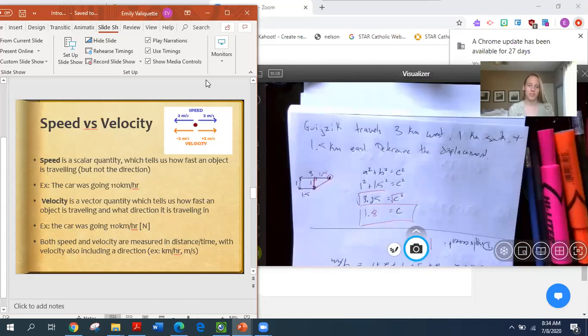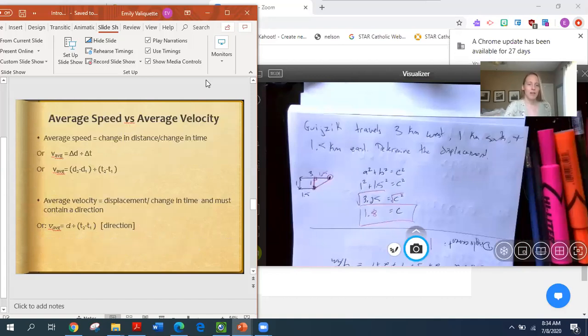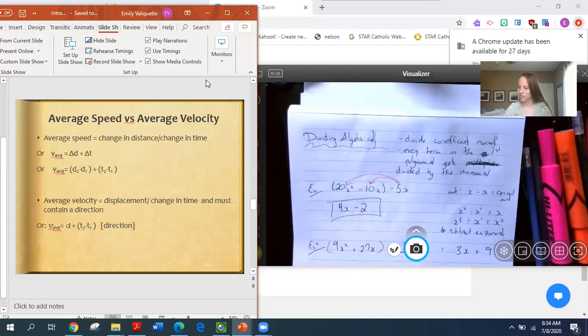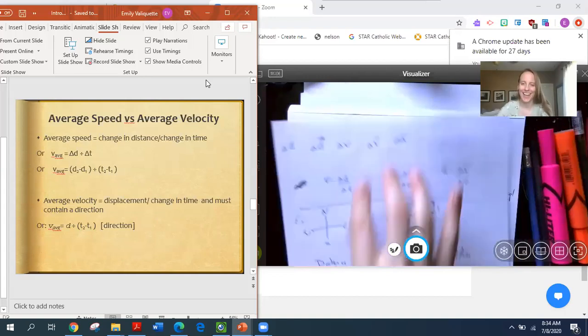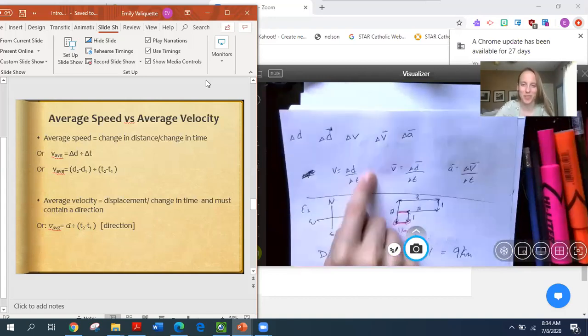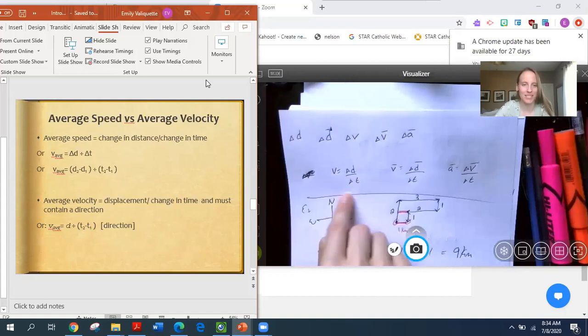Both of these are measured in distance over time. For example, kilometers per hour or meters per second, and then with the direction attached if it's the velocity. These are just describing the different formulas. Again, we already went over that somewhere over here. So your speed formula is change in distance over change in time.